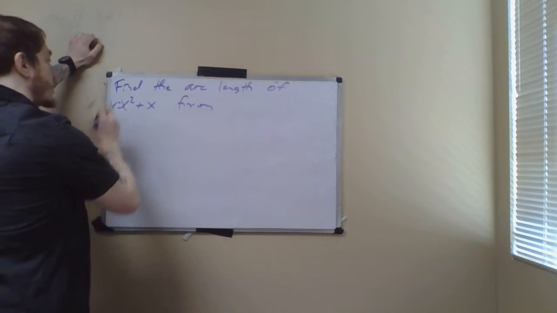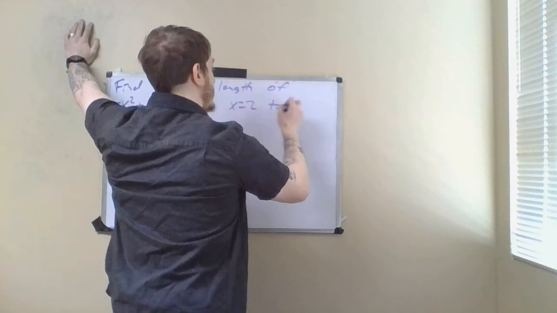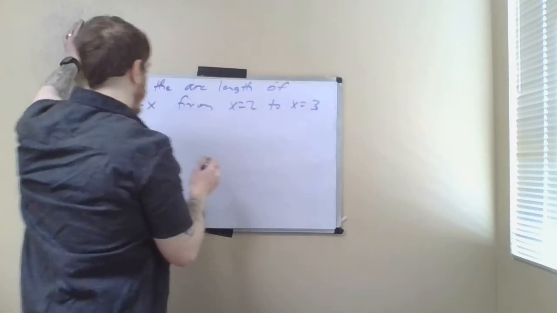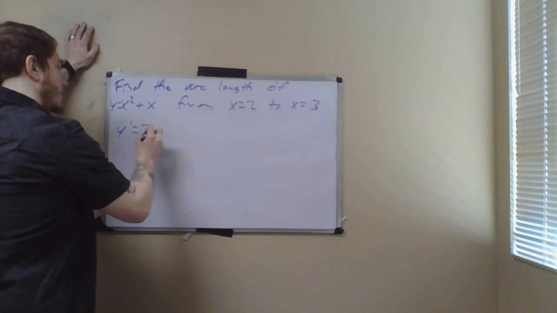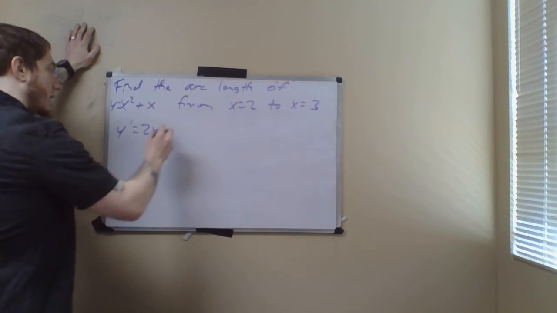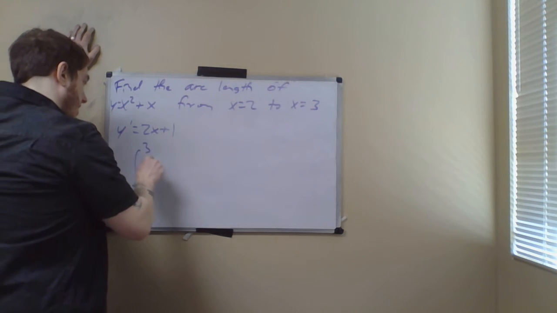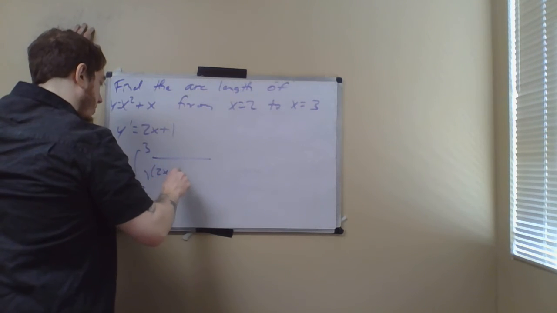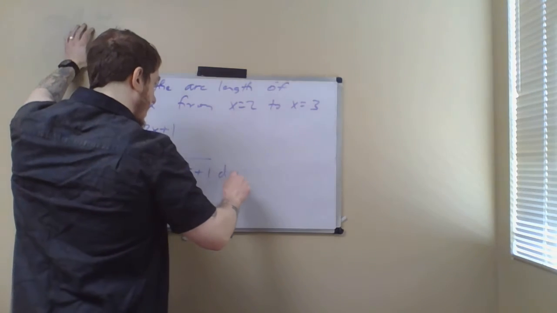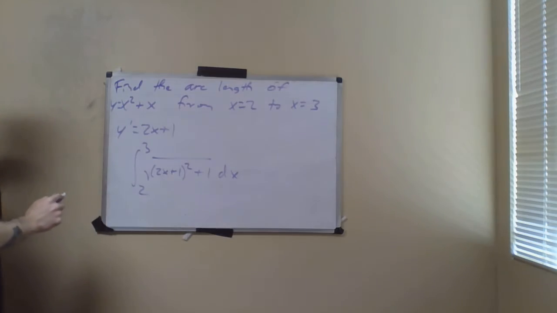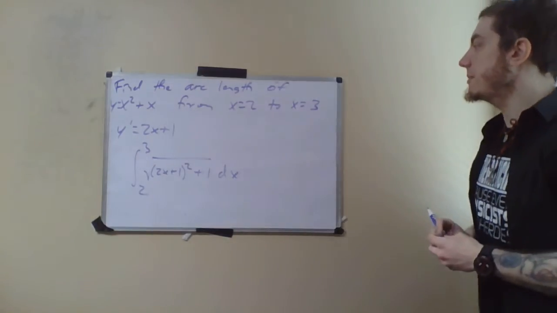Once again, y equals x squared plus x from x equals 2 to x equals 3. Well, we write down y prime is 2x plus 1. So this is going to be the integral from 2 up to 3 of the square root of (2x plus 1) squared plus 1 dx.